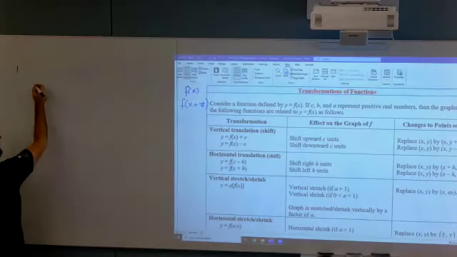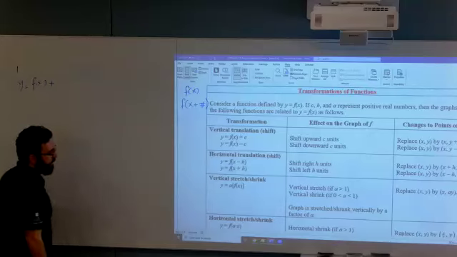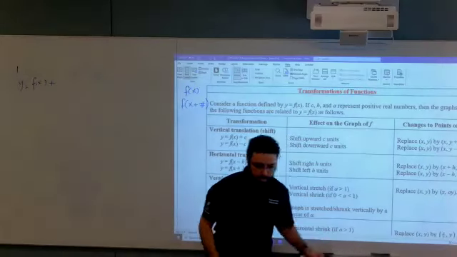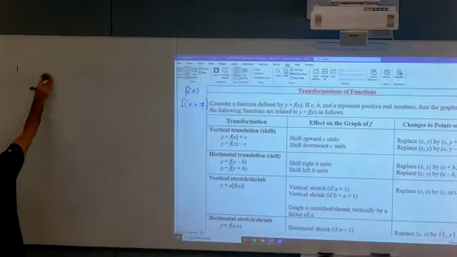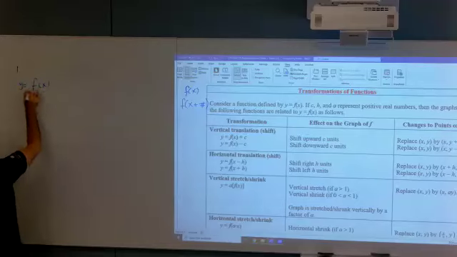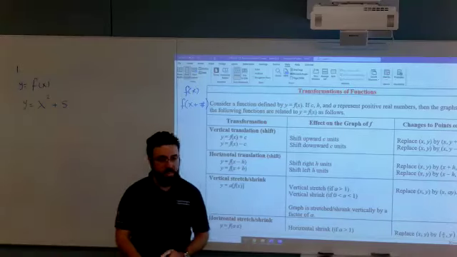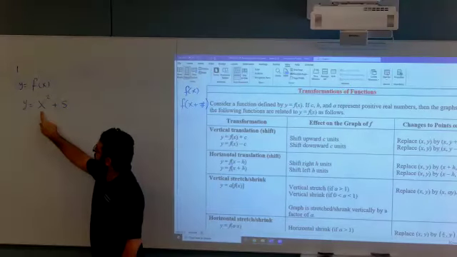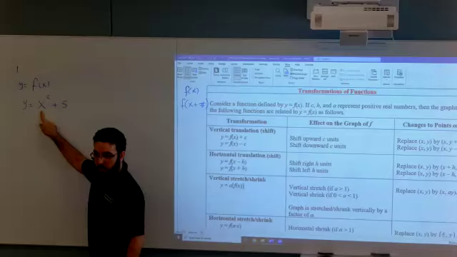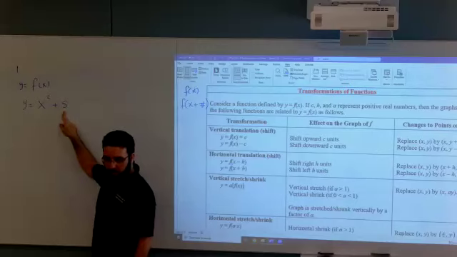Let's check. For example, this is f of x. Let's choose one of these functions. If you have y equals f of x, let's say y equals x squared plus 5. Check, this is the new function. It's the basic function, right? x squared. We already know the graph of x squared, shifted up 5 units.